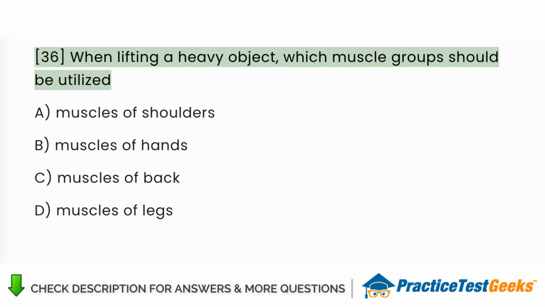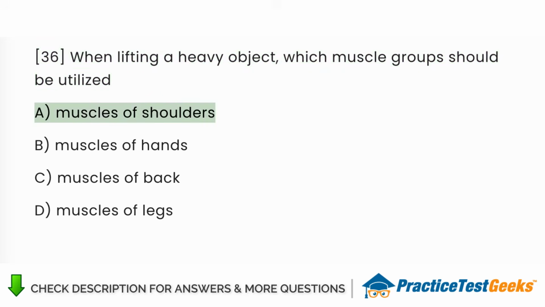When lifting a heavy object, which muscle groups should be utilized? A. Muscles of shoulders. B. Muscles of hands. C. Muscles of back. D. Muscles of legs.